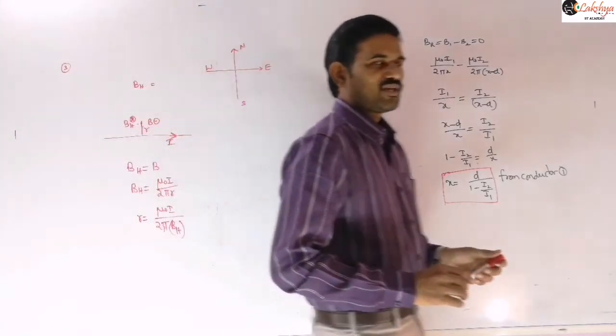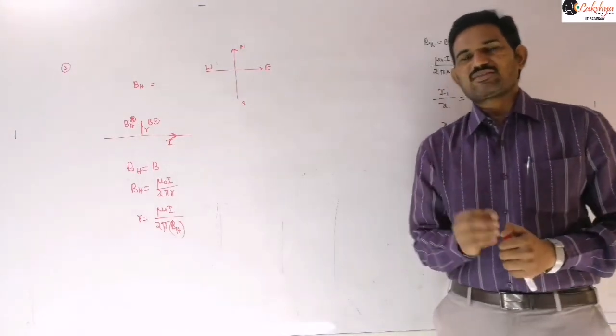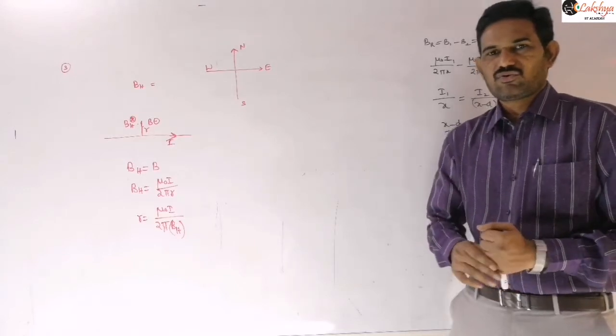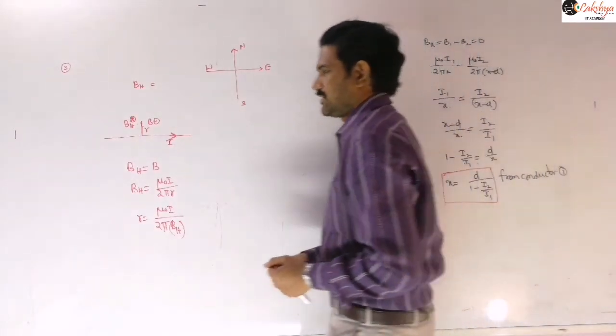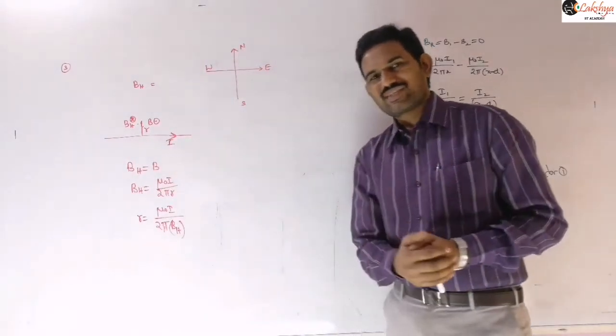Sometimes they may give that value in Gauss, so you need to express it in Tesla. We already discussed in the previous class that 1 Gauss is equal to 10 power minus 4 Tesla. So that is the case when the current is flowing towards east.